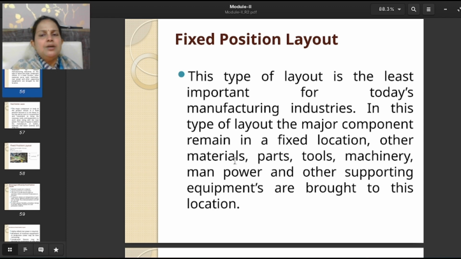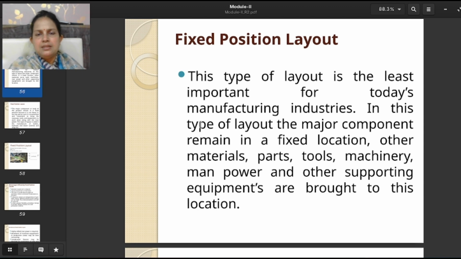In this type of layout, the major component remains in a fixed location. Means the product is fixed in this case. Other materials like parts, tools, machinery, manpower and other supporting equipment are brought to the location. This type of layout is called fixed position layout. When the product is fixed, but material, manpower, tools, machinery, everything moves to the product.